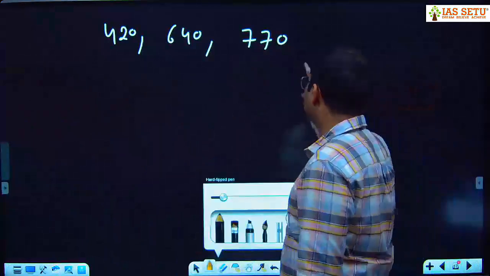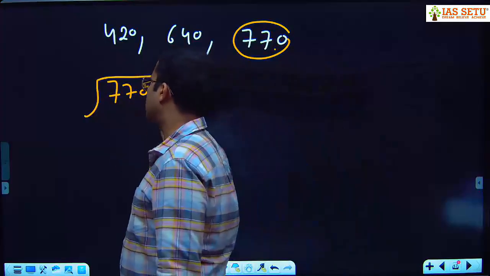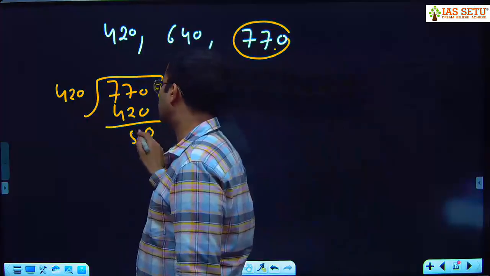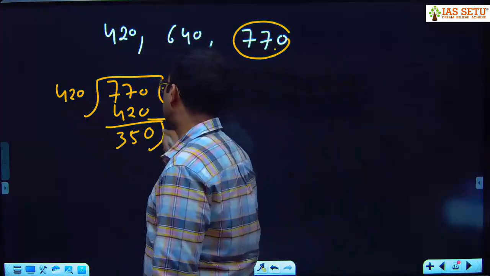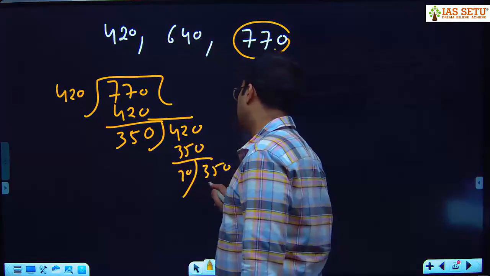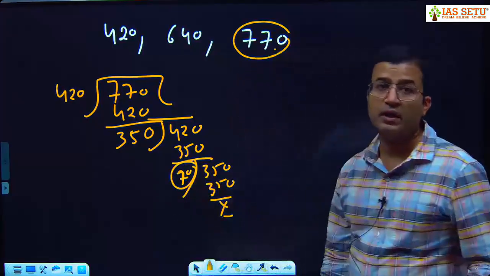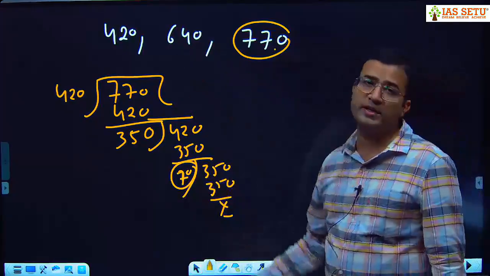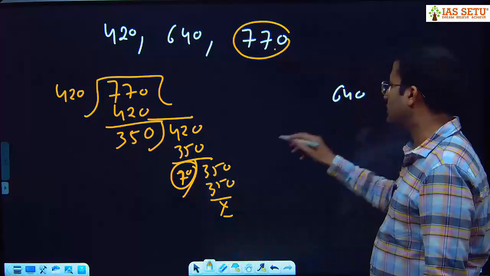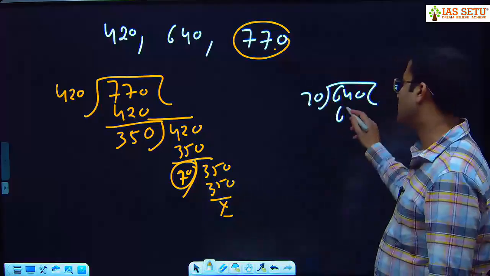So step number 1, I try to divide this number by the smallest number. I follow the process, 420. So it is 420, 350, 70. So this is 70. But you can't say 70 is the HCF, because 70 has to prove for the remaining number. So then what we do, we try the remaining number with this 70. If it is divisible, 70 is the HCF. Otherwise, we follow the same process.